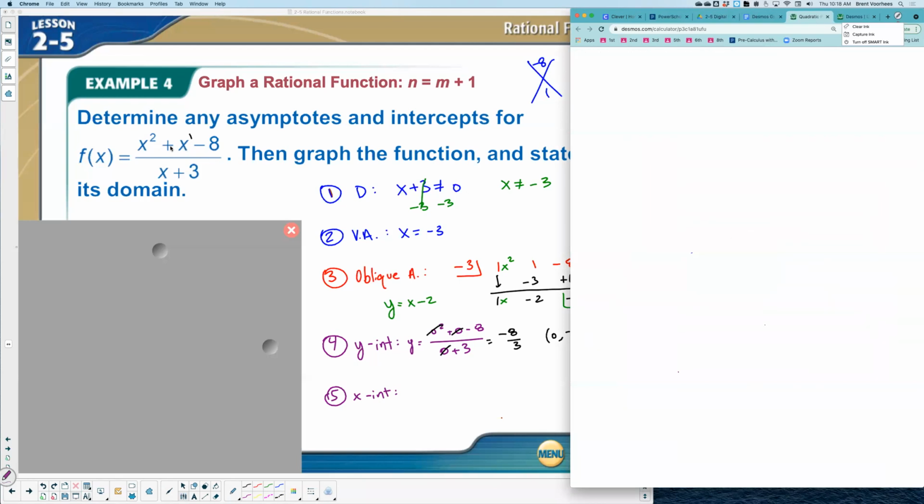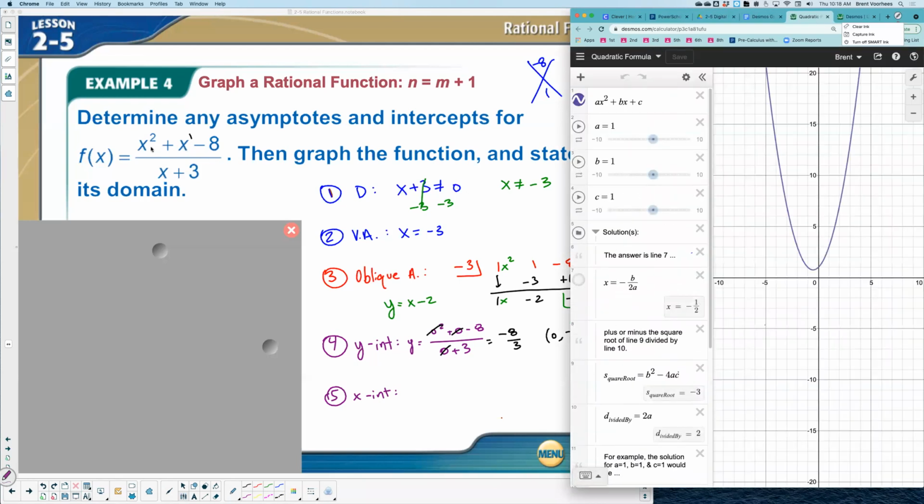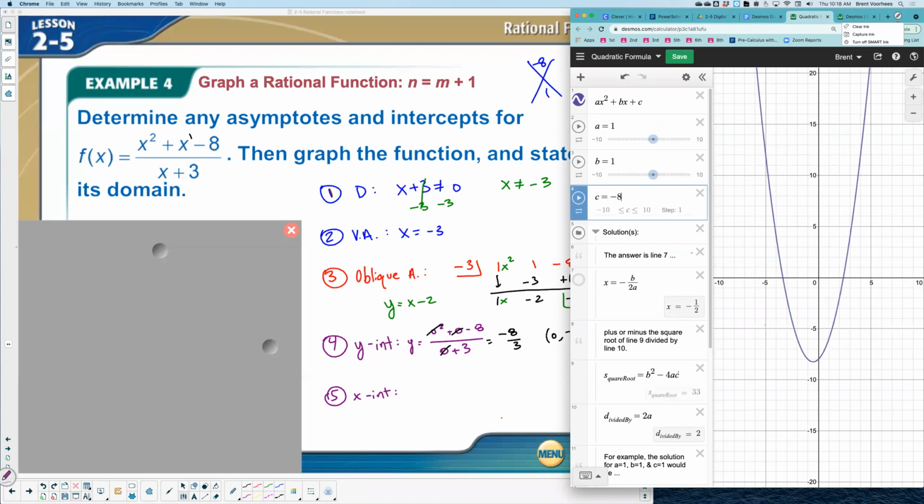The reason I'm doing this is I know the numerator is not rational. My A is 1, my B is 1, my C is -8. So I'm going to make that a -8. They're irrational. These two x-intercepts are irrational.